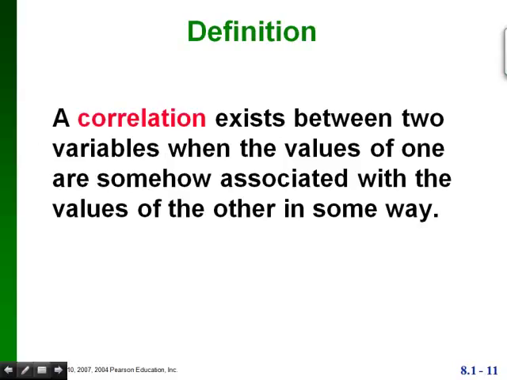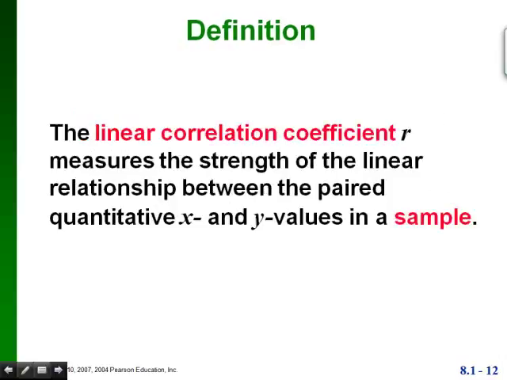So the definition of a correlation is that a correlation exists between the two variables when the values of one are somehow associated with the values of the other. That just means that there may be a relationship between the two variables. So our correlation coefficient, R, measures the strength of that linear relationship.